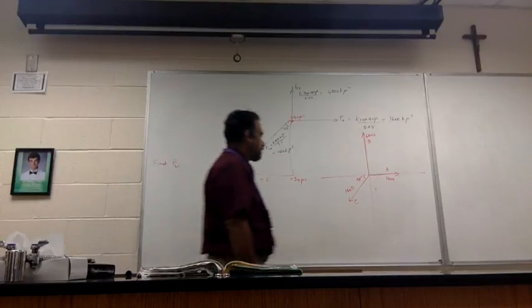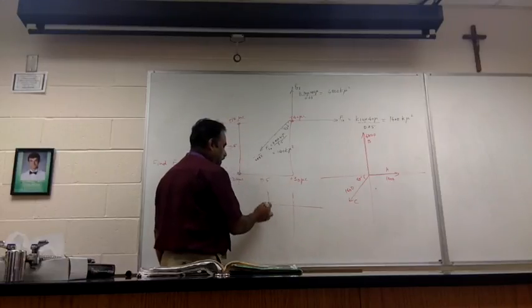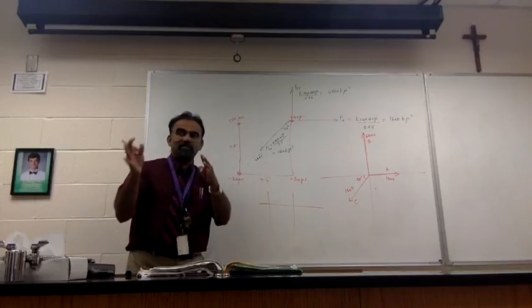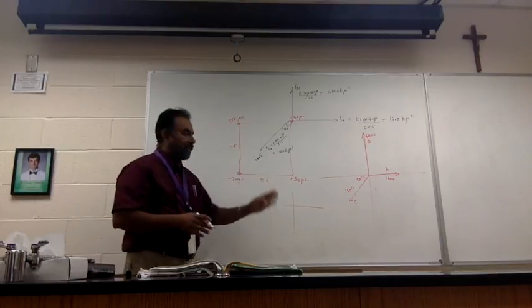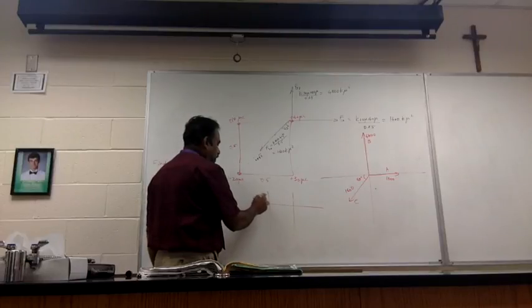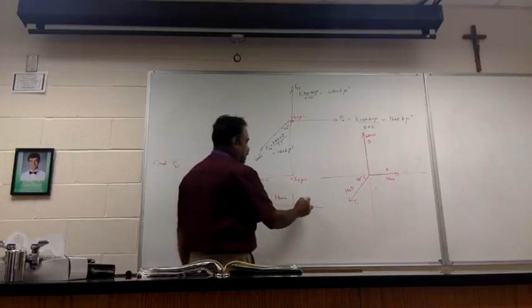You've done that last year. We split it into horizontal and vertical components. This is a kind of review for even the things that you've done last year. So how do you find the resultant of each one? Vector, horizontal component, vertical component.